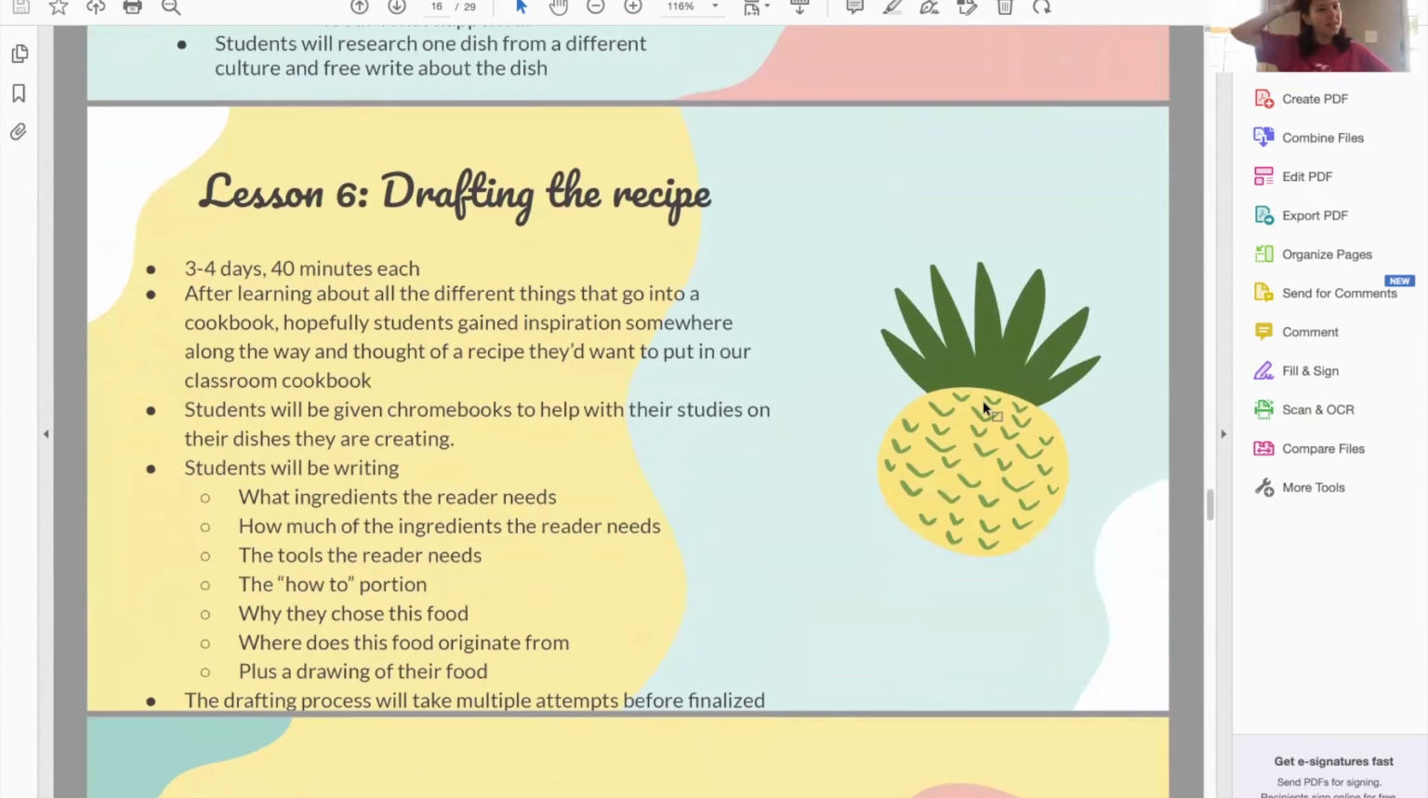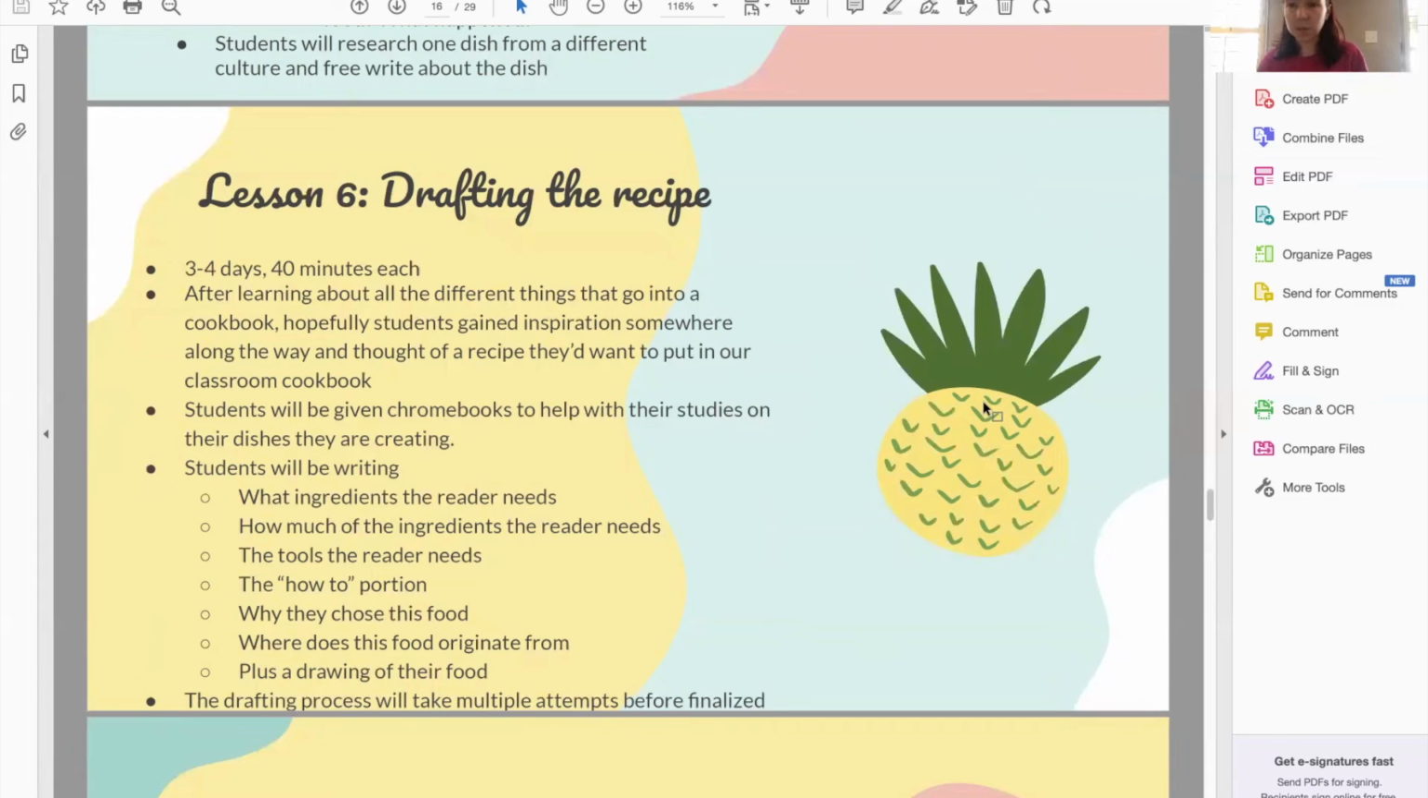Then we have lesson 6, drafting the recipe. So this would take 3 to 4 days and 40 minutes each. And so just focusing on different parts of the recipes. First off, figuring out the dish that you want to do, which could be anything. It could be a main course, appetizer, dessert. It could even be a drink. It's a recipe. So just figuring out what dish you want to do for the book, and then after that, have students work on the individual parts with scrap pieces of paper.